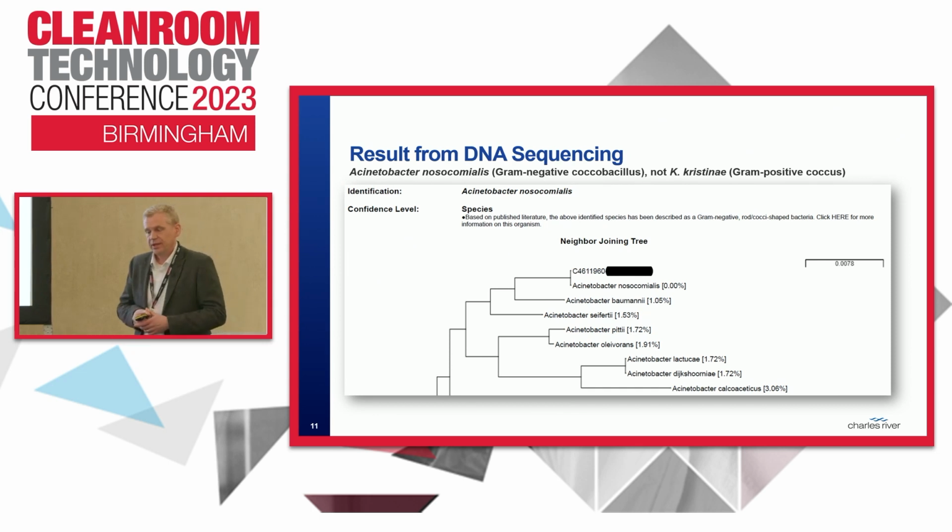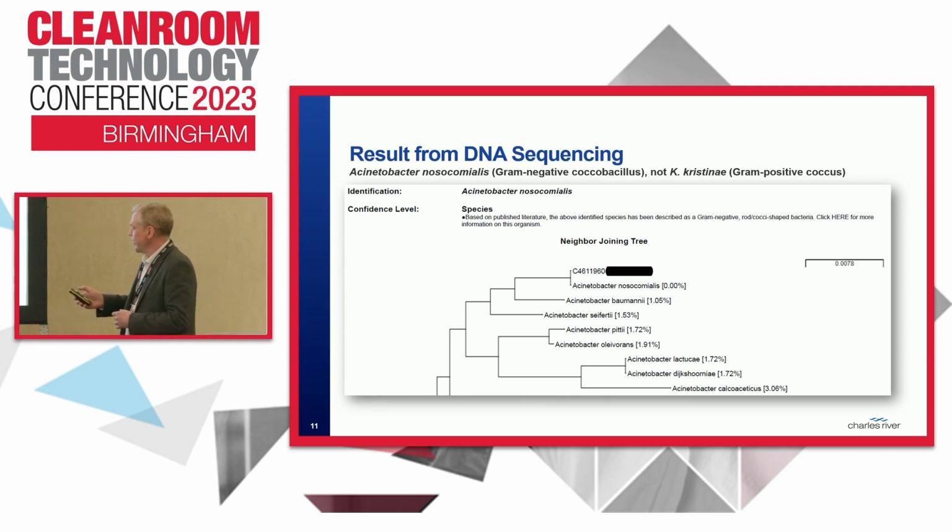Acinetobacter is a gram-negative coccobacillus, so more of an oval shape than either a circle or a rod. You can see here this is the phylogenetic tree identifying the isolate. So when we do DNA sequencing for our customers, we take the sequence and we can visualize evolution looking at the relatedness of the isolate to the other entries in our library.